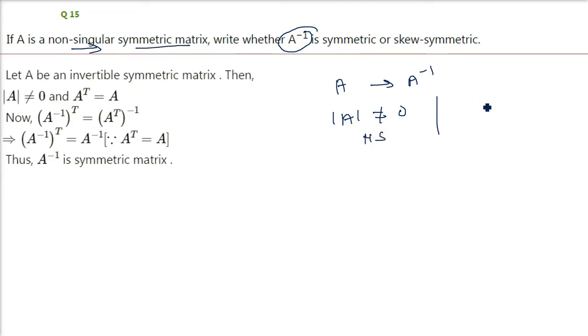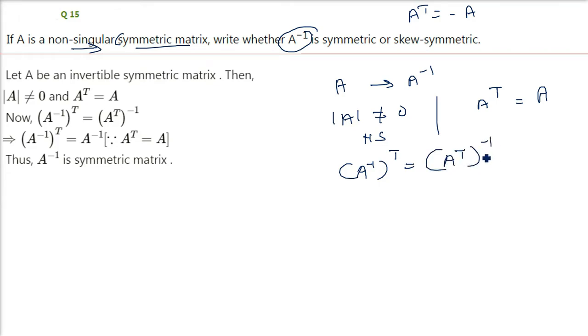What does symmetric matrix mean? A transpose will be the original matrix A. That is a symmetric matrix. If it would have been skew symmetric, it means A transpose is negative of A. Right? So A inverse transpose is equal to A transpose inverse. This already we know. This is a property.